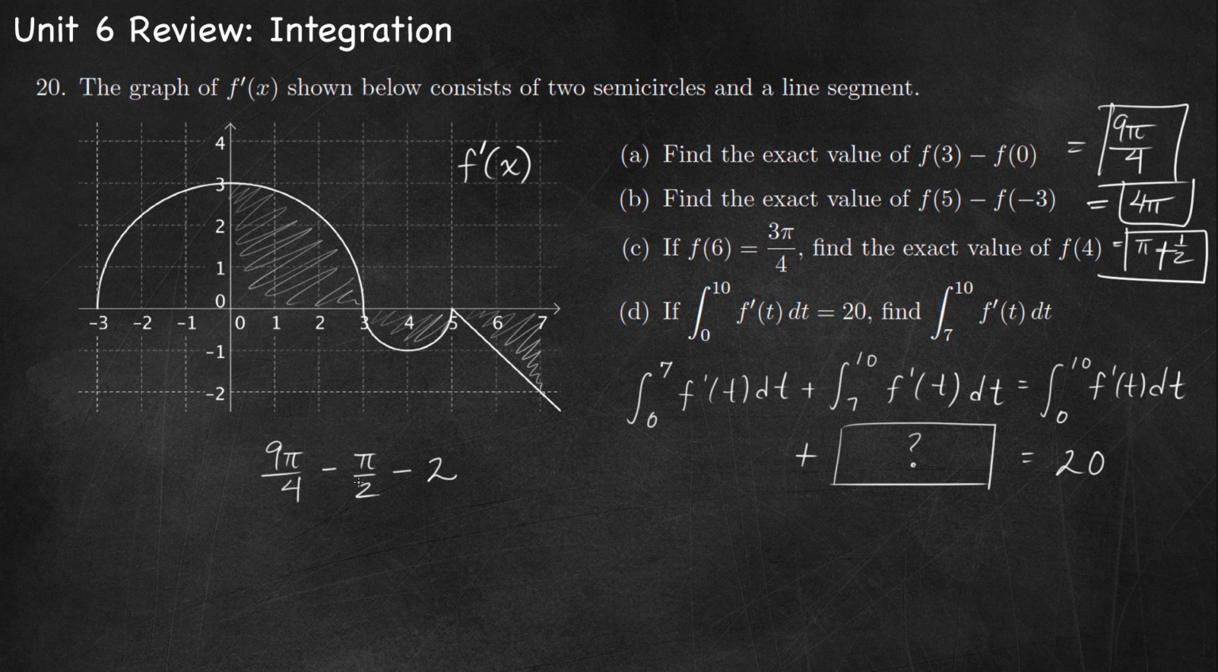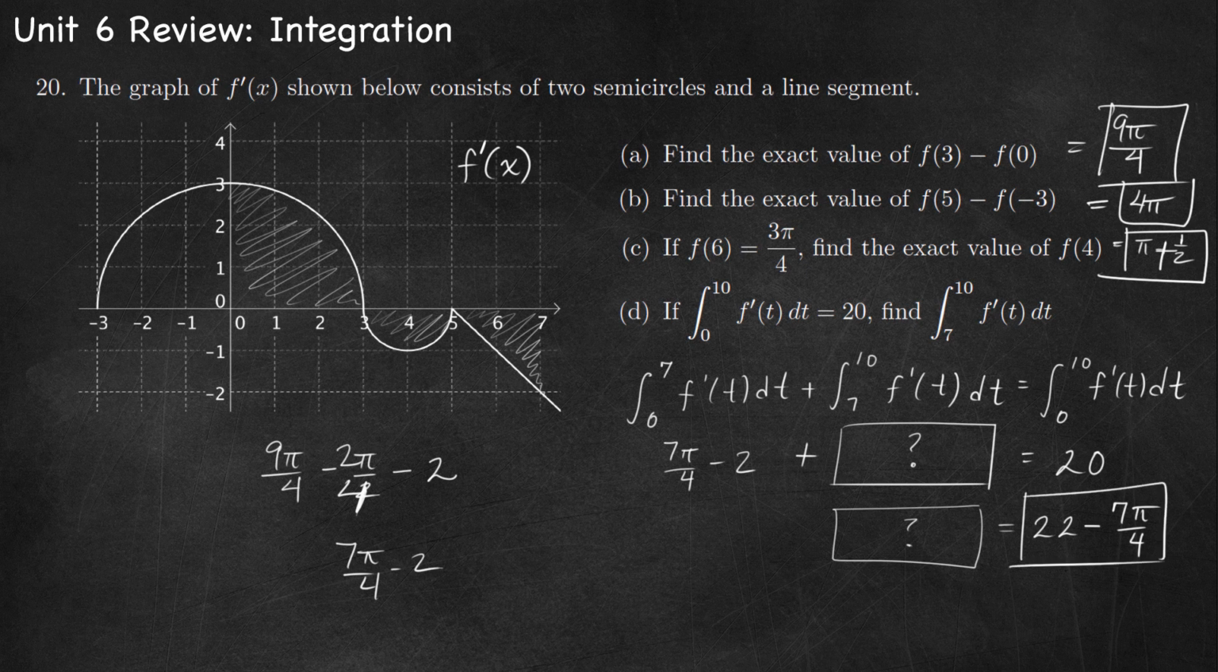Okay, 9 pi over 4 minus pi over 2. Pi over 2 is the same as 2 pi over 4. So that would be 7 pi over 4 minus 2. Okay, so 7 pi over 4 minus 2 plus this unknown value equals 20. So this unknown value equals 20 plus 2 minus 7 pi over 4. Not pretty, but there it is.